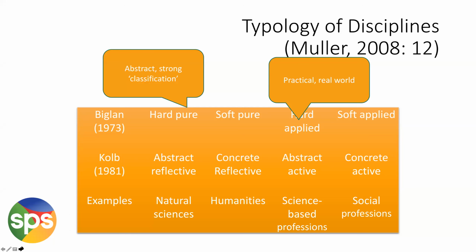Then we get the hard applied, which would be your science-based professions, such as architecture and engineering. And then we get the soft applied, which would be your social professions, such as teaching or law, or many of the fields in commerce, social work, and so on.